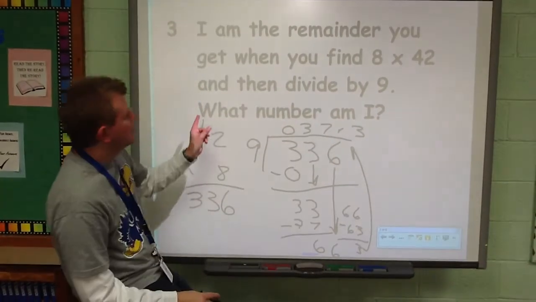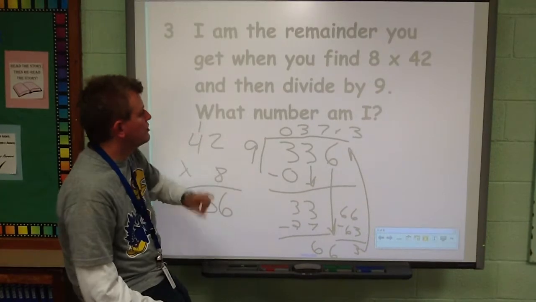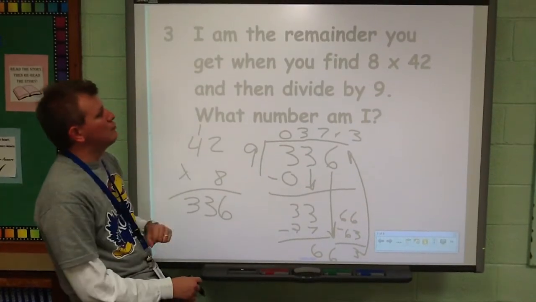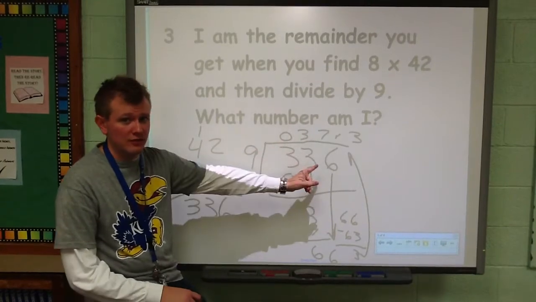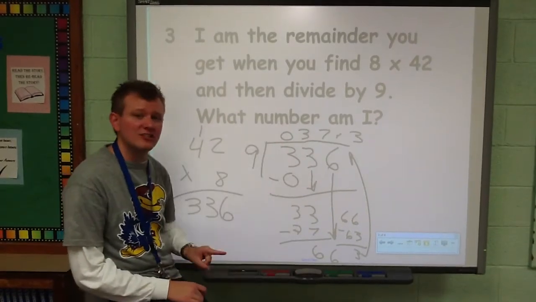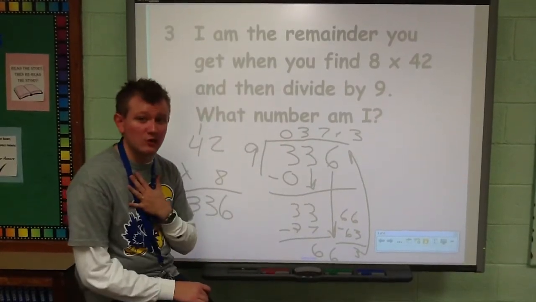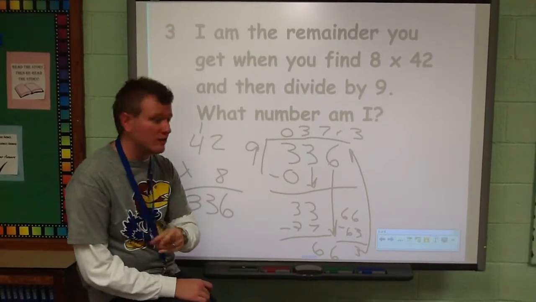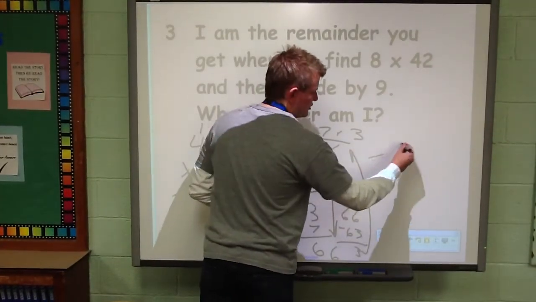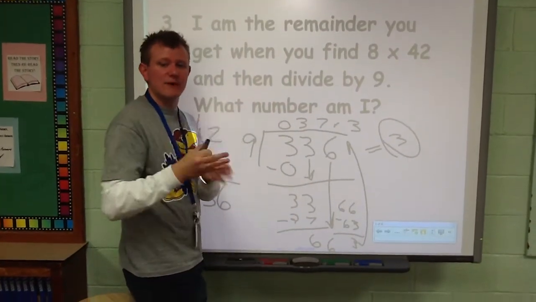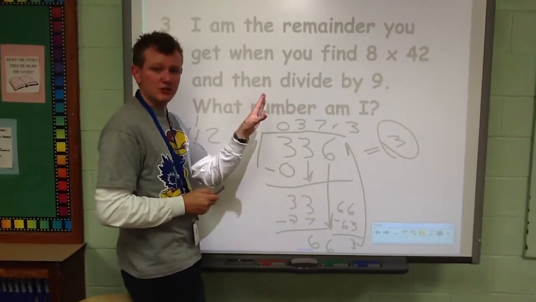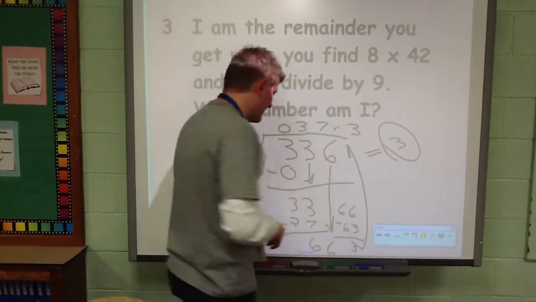So when it says, find 8 times 42, divide by 9, I am the remainder. What number am I? The answer is not 37 remainder 3. That was how we found our answer, but if it's saying I'm the remainder, what number am I? It only wants the remainder. So our answer is just 3. Okay? You've got to think about the steps, and you've got to ask yourself, what do they want to know? What are they asking me?